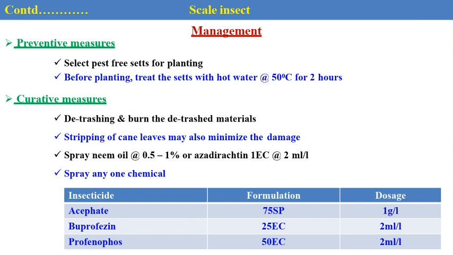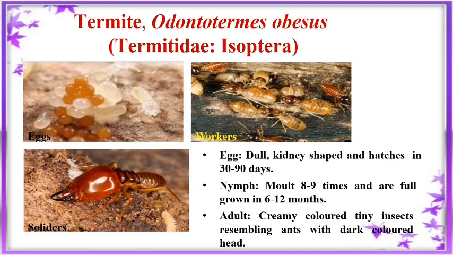Before planting, treat the sets with hot water, or we can also use chlorpyrifos. In case of curative measures, detrash and burn the detrashed material. Stripping of the cane leaves may also minimize the damage. Neem oil and NSKE can be used as botanical control. Then acephate, buprofezin and profenofos are the effective chemicals against the scale insect.